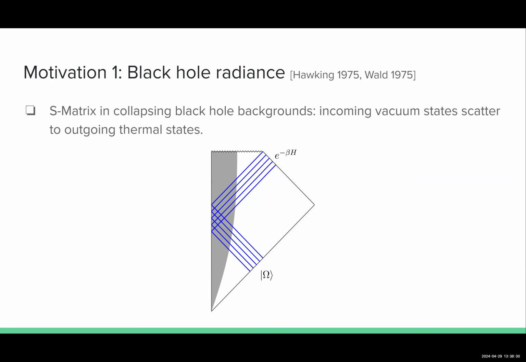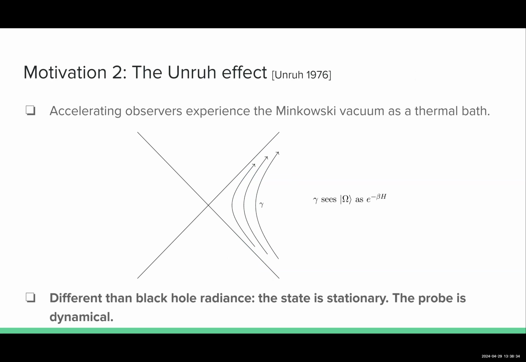So this was understood in 1975, and almost immediately afterwards, Bill Unruh observed that there's something qualitatively similar, but conceptually different, that happens even in the Minkowski vacuum. This is what's called the Unruh effect. He observes that accelerating observers experience the Minkowski vacuum as a thermal bath.